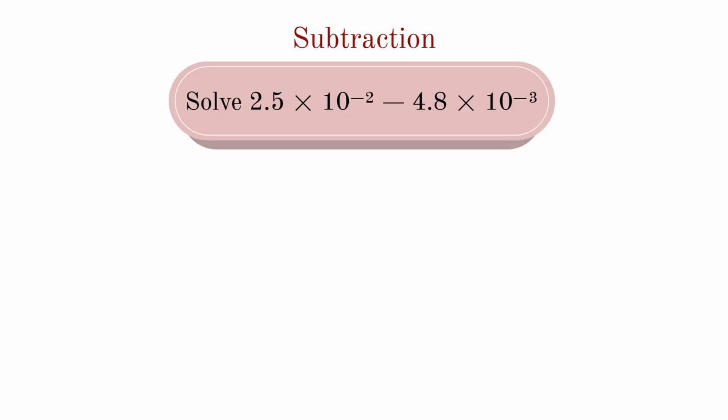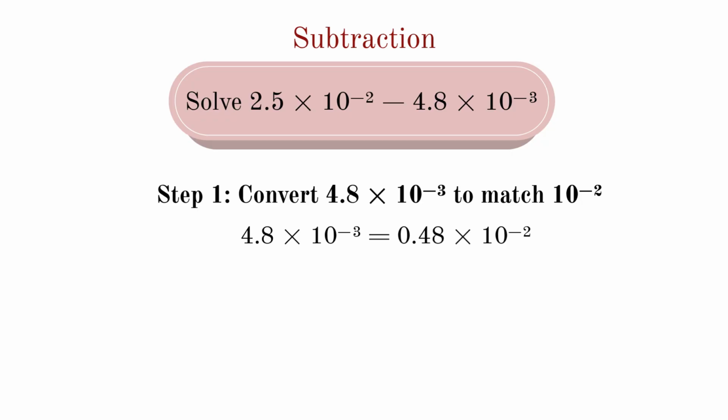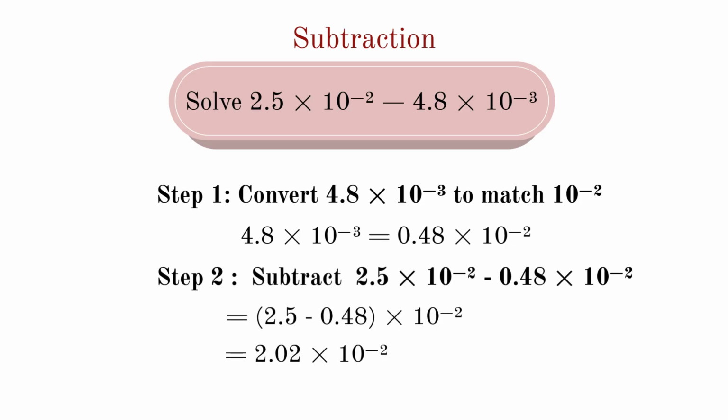Now again, let's convert 4.8 into 10 to the power minus 3 into 10 to the power minus 2. So this will become 0.48 into 10 to the power minus 2. Now subtract the coefficients. That is 2.5 minus 0.48. This will give 2.02. So now the answer becomes 2.02 into 10 to the power minus 2.